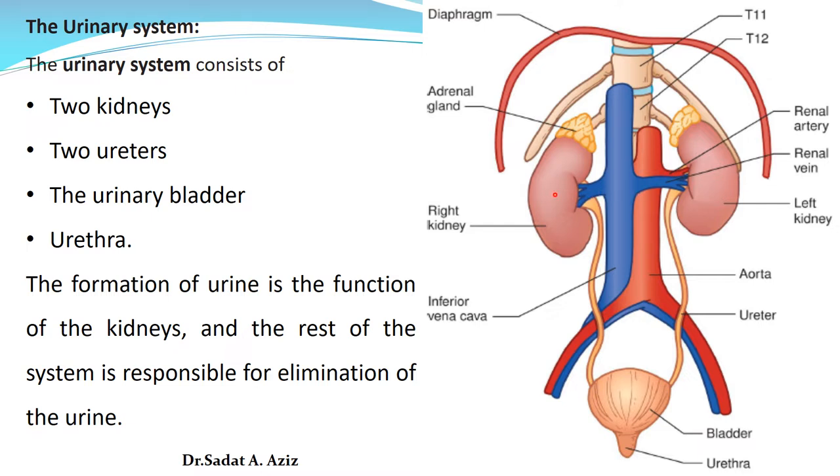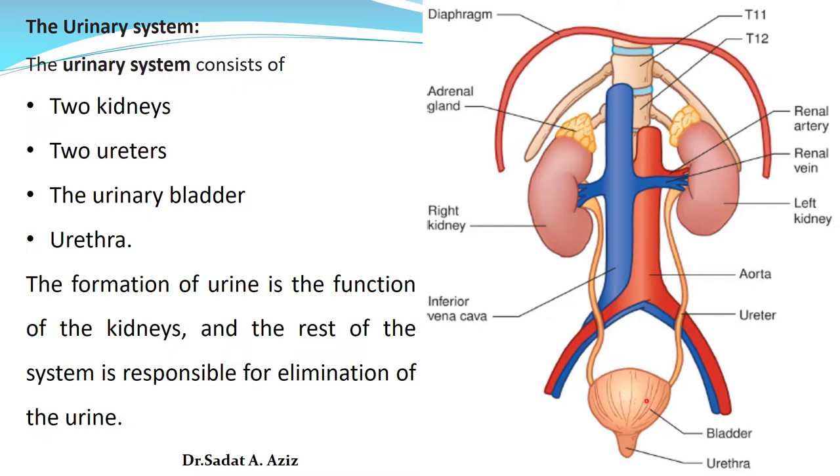What we have here: we have two kidneys, each located at each side of the body, right and left kidney. Then we have two ureters. They are extended from the kidney toward the urinary bladder. This one is extended from the left kidney to the urinary bladder, and this one is extended from the right kidney to the urinary bladder.